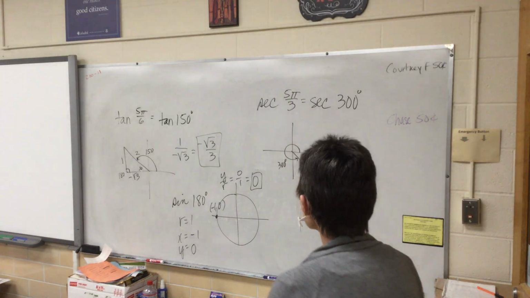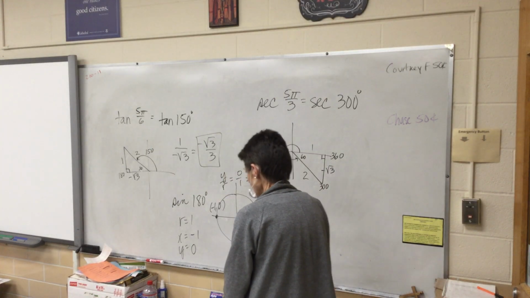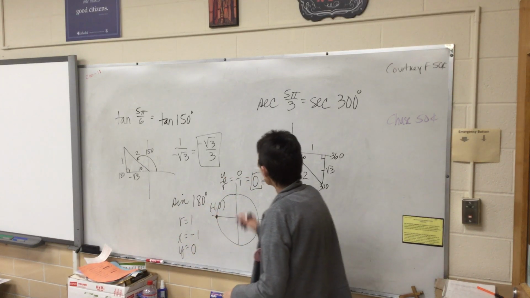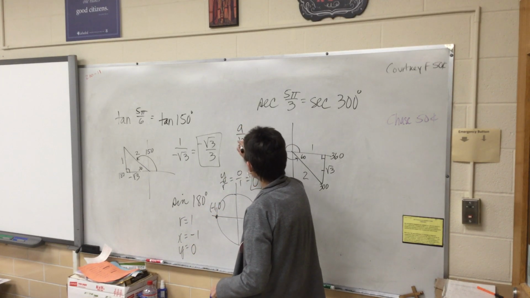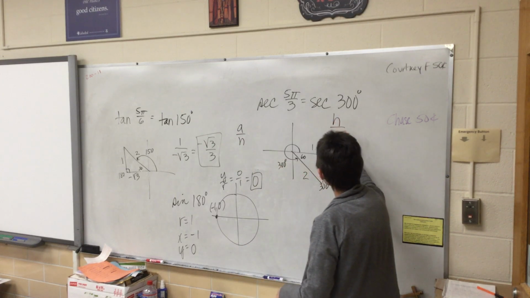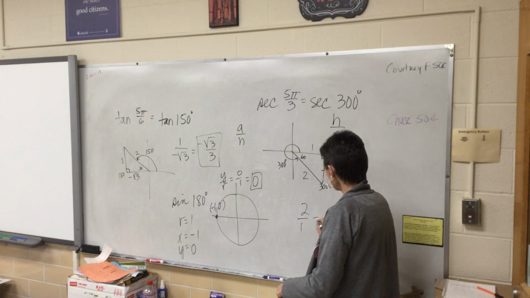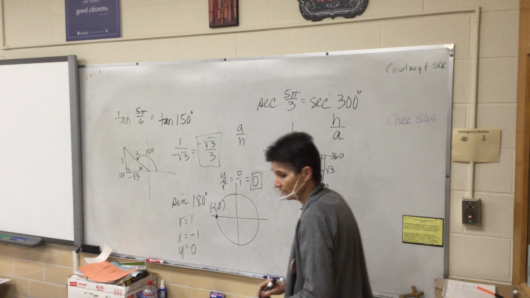Secant. What is secant? Hypotenuse over adjacent. It's the reciprocal of the cosine. Cosine is adjacent over hypotenuse, so this is going to be exactly what you said. Hypotenuse over adjacent, so the answer is 2.